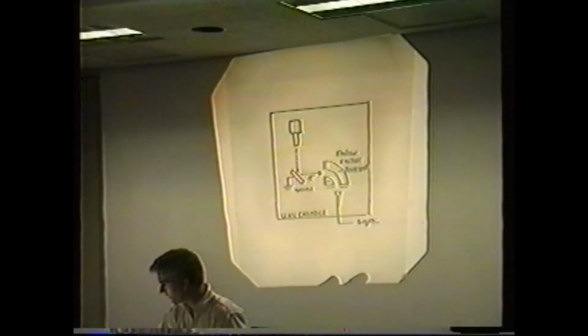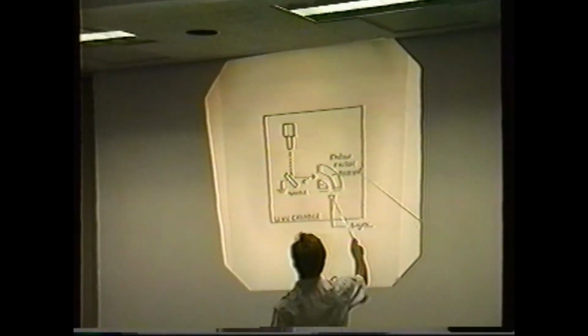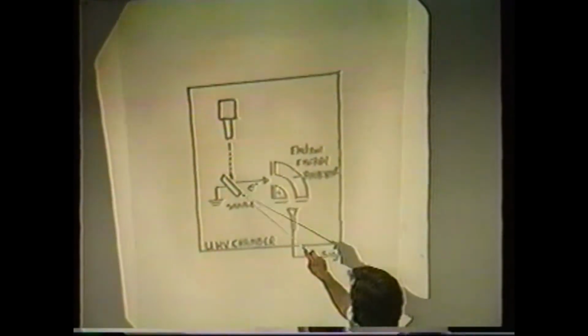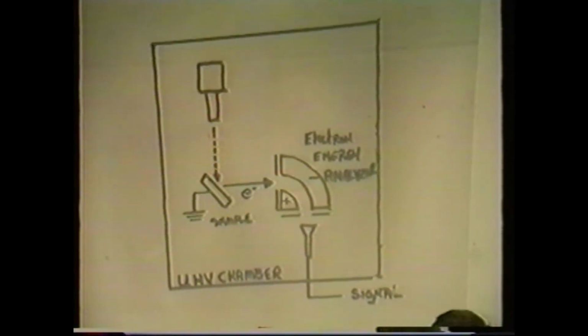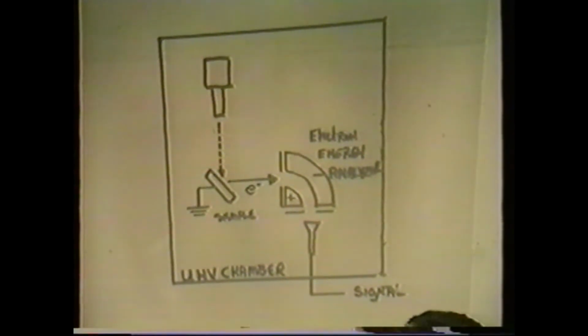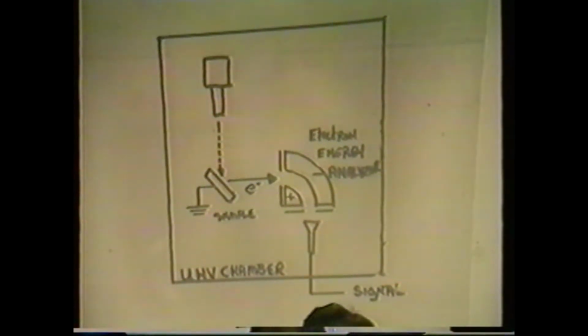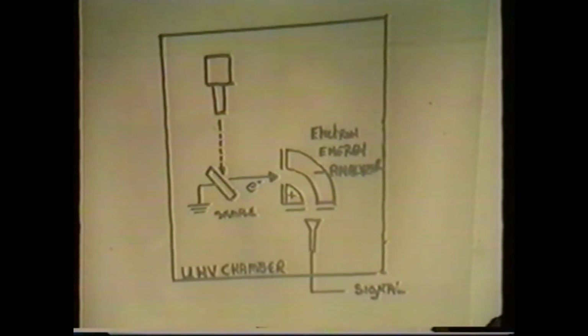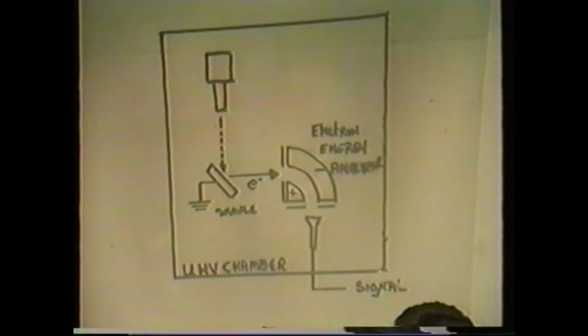The principle behind AES is to come in with an electron beam and strike the sample, and an Auger electron will be released from the inner core. That's related to the binding energy, so we can do an elemental analysis since they're specific for each element. So we get a good measurement of the elemental analysis.